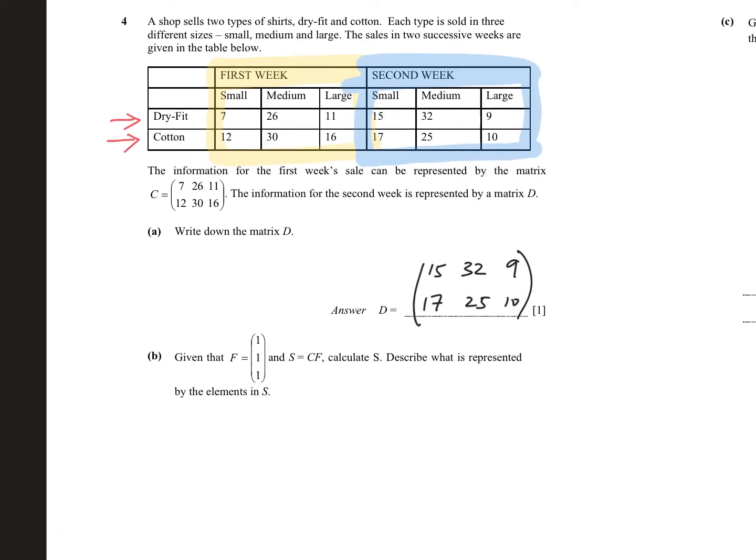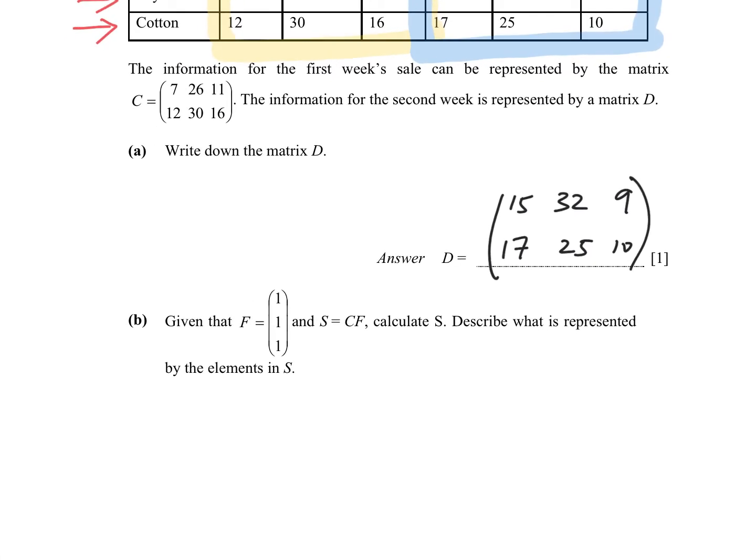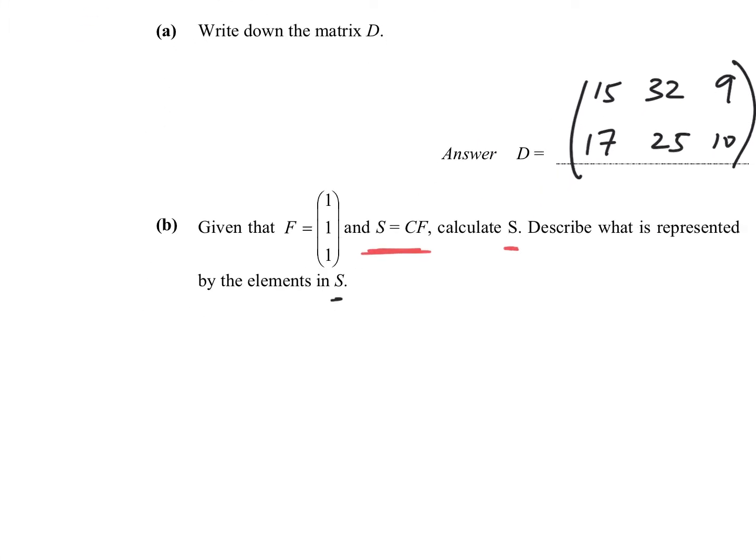Given that F equals to this matrix, so don't be frightened when you just see a new matrix. It's okay, they give you a new matrix, sure, and they give you this relationship, S equals to C times F, and they ask you to calculate S, and to say what is represented by the elements in S. So let's just calculate S first, and I like to just write it down so that it's clear to me. S equals to CF, and what is S? We don't know, we're trying to calculate it.